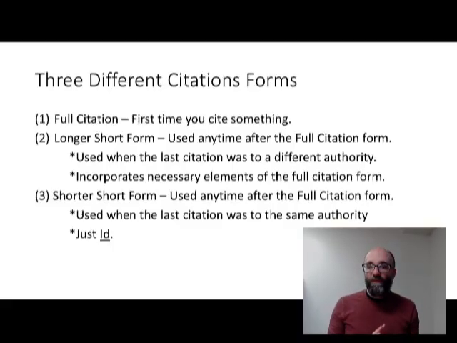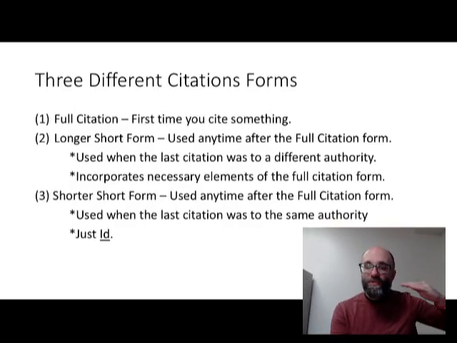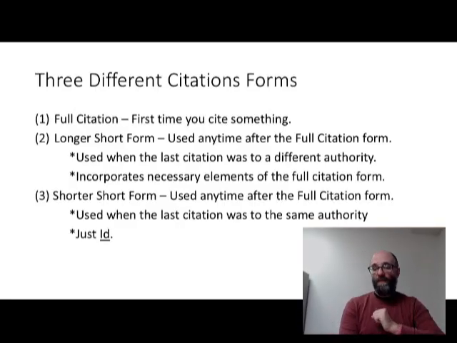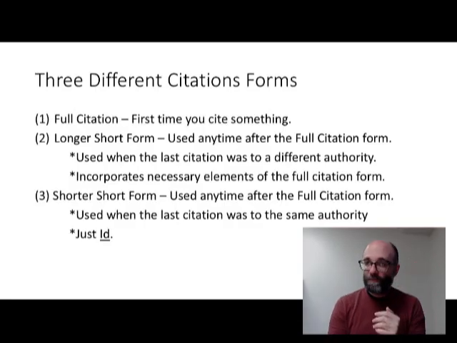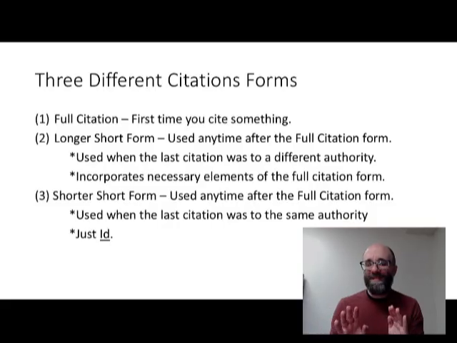The longer citation form is used anytime after the full citation form. So you do the full citation form once, and then you're doing one of the two other citation forms. The longer citation form is used when the last thing you've cited is not the same thing. The shorter citation form is when the last thing you cited is the same thing. So you cite a case, and then you cite something different. This second case uses the longer citation form. If you cite the same case after that sentence, it's the shorter citation form. All this will make more sense later.